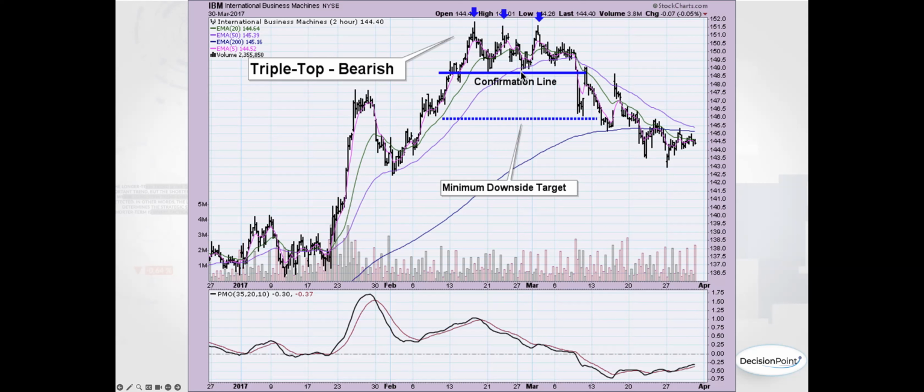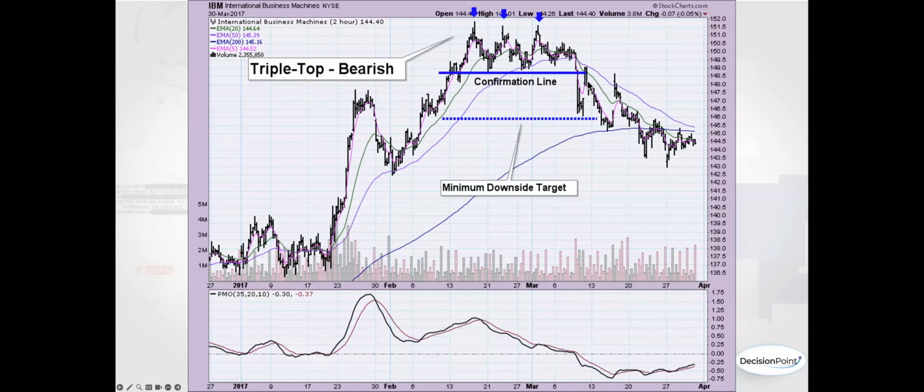I could have probably made the confirmation line a little bit rising there, but ultimately I think this is the best mark of the confirmation line. So you take the height of the pattern again, height of the pattern, and then subtract it from the confirmation line, and that brings you down to your minimum downside target. And in this case for IBM, that is exactly what happened. We got the breakdown from that confirmation line, pattern confirmed, went down to that minimum downside target.